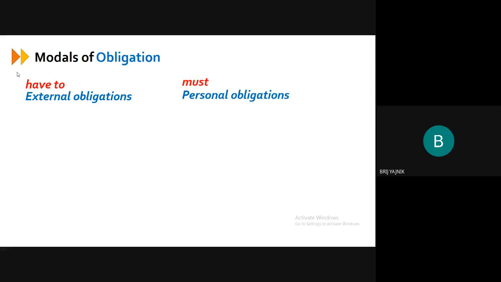So, have to is used for external obligation, and must is used for personal obligation. And do not worry, I'm going to explain what external obligation and personal obligation are in a minute. Now, don't think that the negative of have to, which is don't have to, is also an external obligation. No, it's not. And don't think that the negative of must, that is mustn't, is also a personal obligation. No, it's not. See, that's how these modals are different.